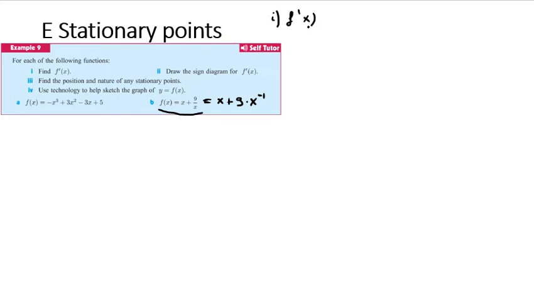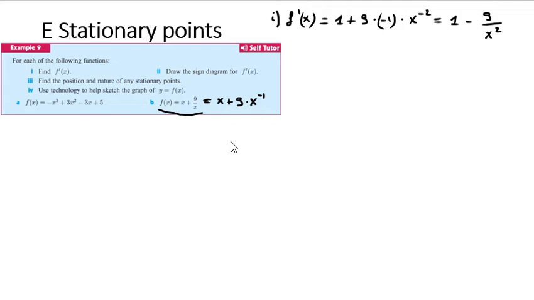So the derivative of this is equal to, the derivative of x is 1, and the derivative of 9 times x to the power of minus 1 is 9 times, we move the exponent to the front, so minus 1, times we lower the exponent by 1, so minus 1 minus 1 is x to the power of minus 2. So that's going to be equal to 1 minus 9 over x to the power of 2.